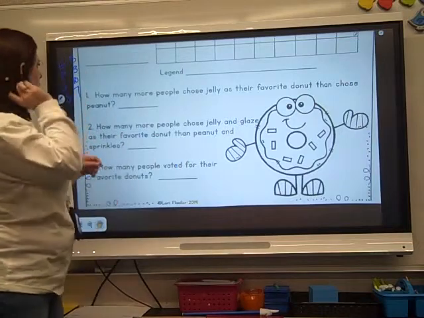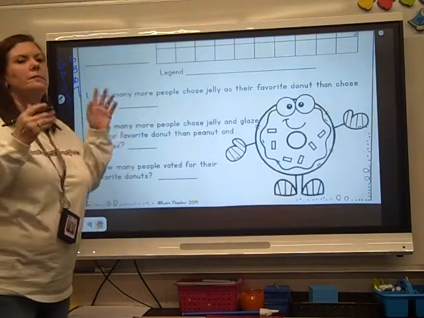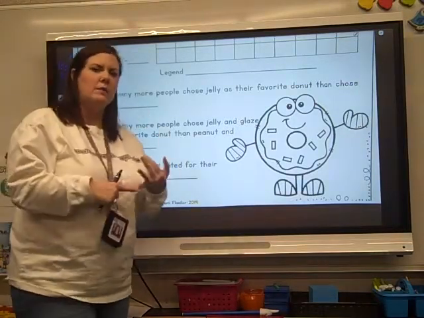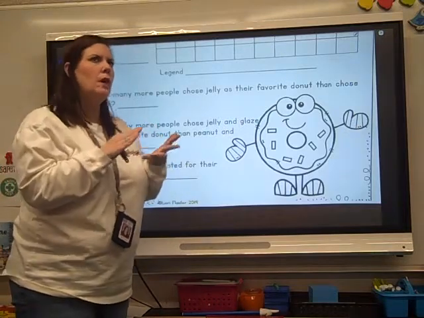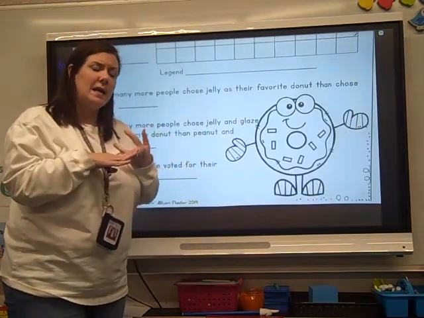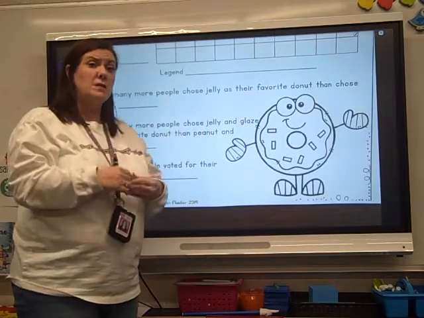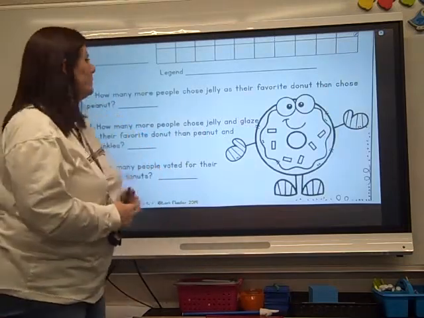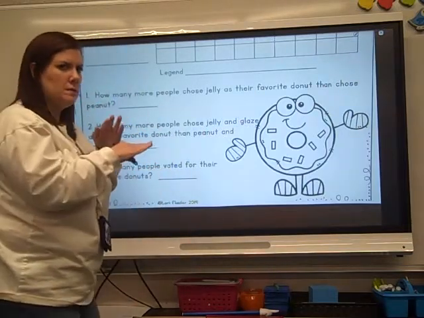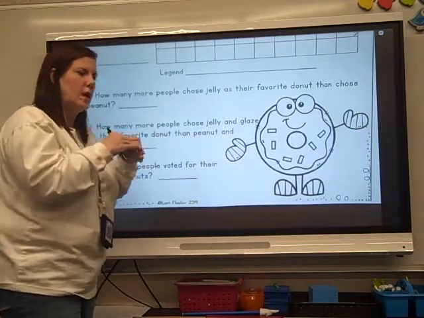Okay, let's look at the first question. How many more? Now guys, remember the last time we did graphing, anytime we have how many more, how many fewer, how many less, that means we're going to subtract some numbers, because we're comparing two things. We want to know how they're different, so that's subtraction.